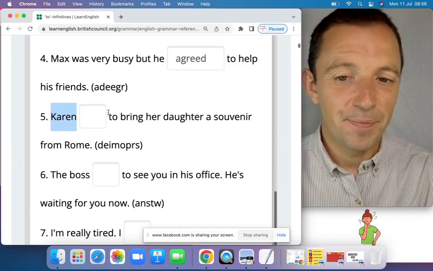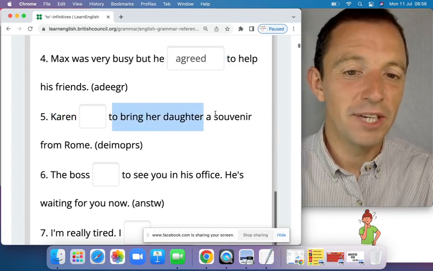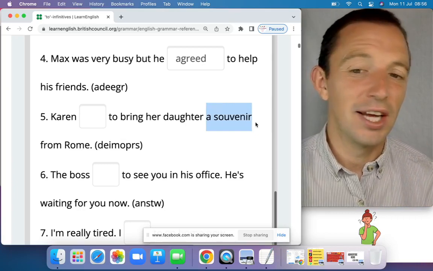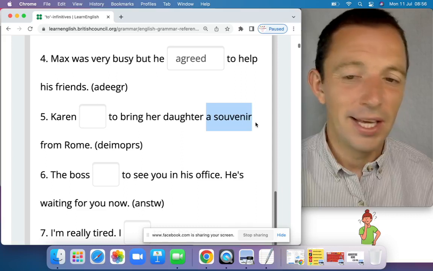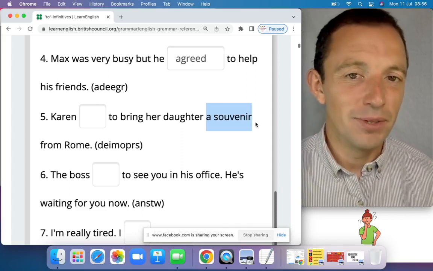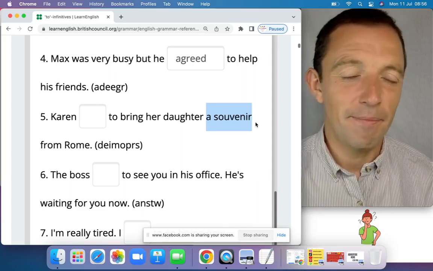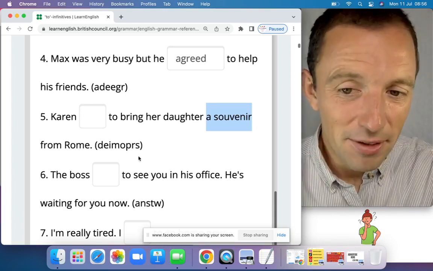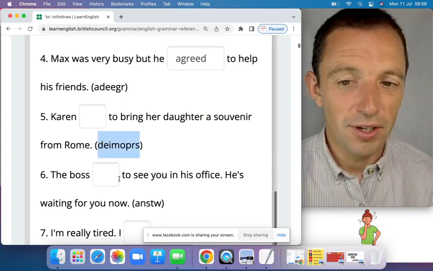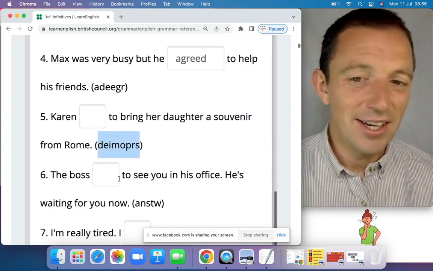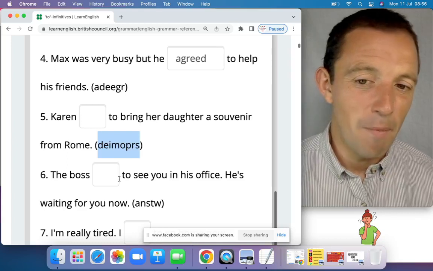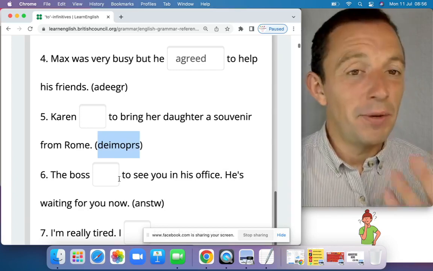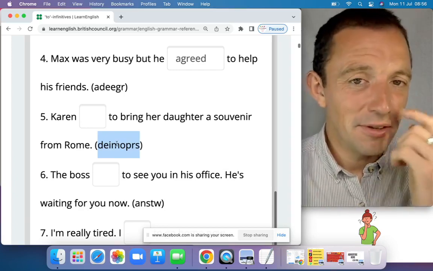Karen is the subject. Something to bring her daughter a souvenir from Rome. A souvenir is something to remember your trip, or a special item to make you think of your holiday or the time that you traveled to that place. So this is difficult because I'm not sure. Something to bring. Decided, no. I'm not sure. At the moment, I don't know. Maybe you have a better idea of this. So at the moment, I have difficulty with number 5.